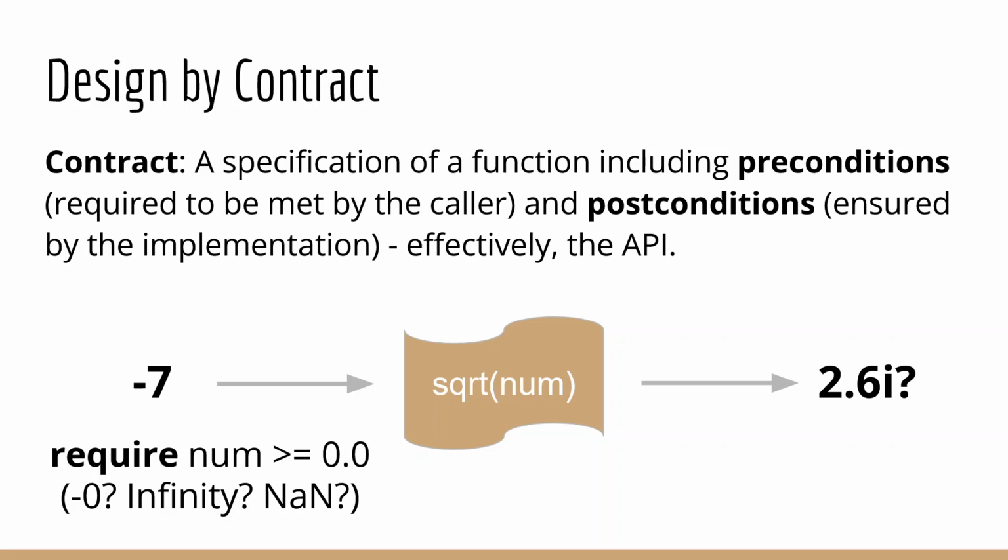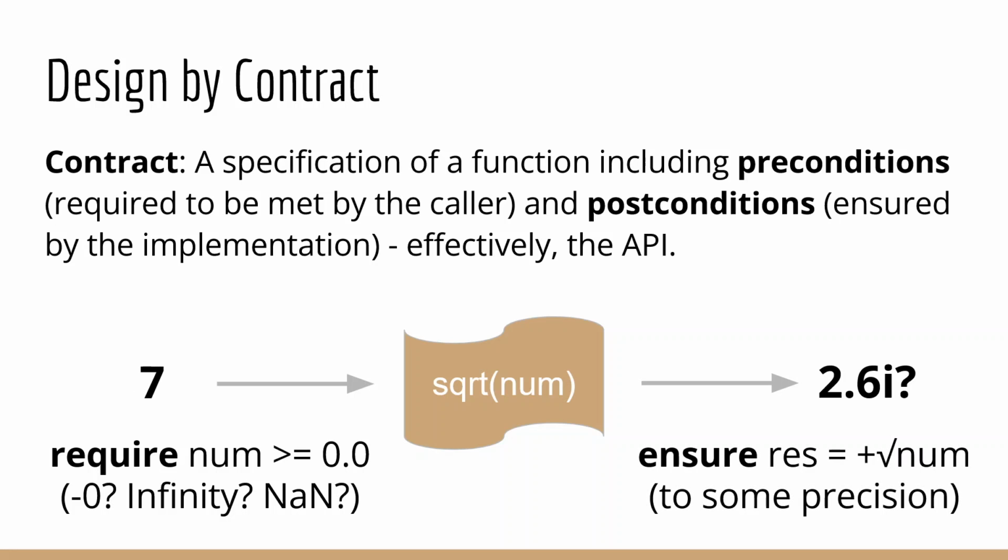So you can define a precondition of this, which is to require the number to be greater than or equal to 0. There are other weird things you can talk about, like -0, which is a thing that exists. Infinity, not a number, which is everyone's favorite thing. And then your post-conditions are to ensure that the result is effectively the actual square root of the original number, to some accuracy or precision, whatever you're looking at. And that would look something like this, and it just overflows off the screen.